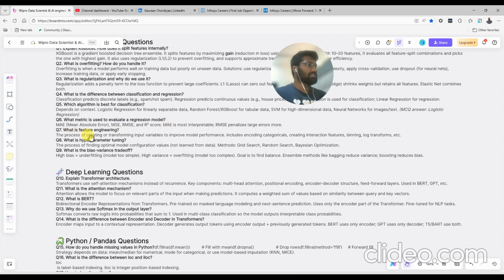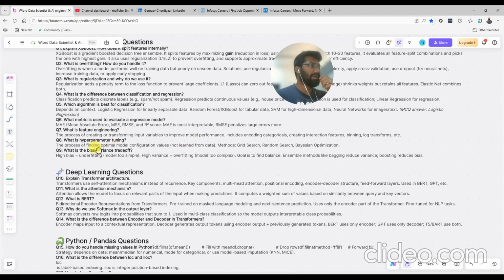What is feature engineering? The process of creating and transforming input variables to improve model performance, including encoding categoricals, creating interaction features, binning, and log transform. So basically, feature engineering is nothing but transforming raw data into a good structure and finalized data that the model can use. And the better your feature engineering is, the better your model will work. Otherwise it may give bias. Okay, and these are the techniques we can include.